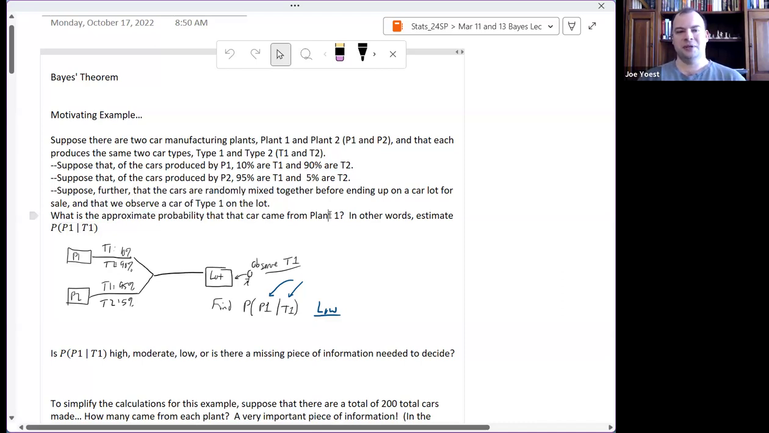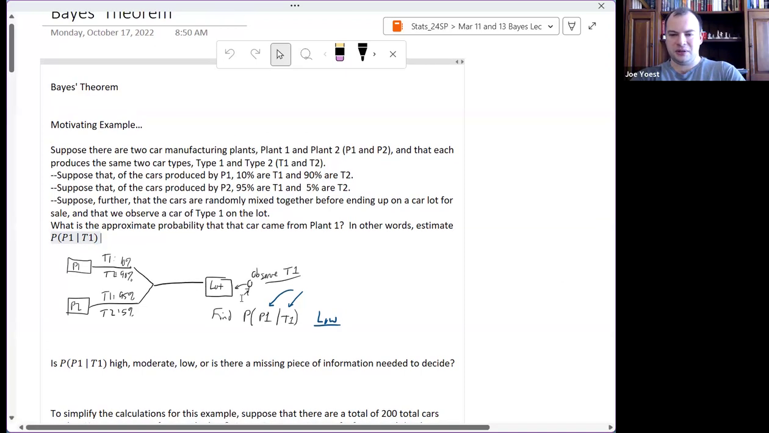it's of type 1. So I know that, for instance, 10% of the cars plant 1 makes are Mustangs and 90% are, I don't know, Explorers or something. And plant 2, 95% of the cars they make are Mustangs and 5% are Explorers. Given that I walk onto a car lot and see that a car is a Mustang, what's the probability that it came from plant 1?